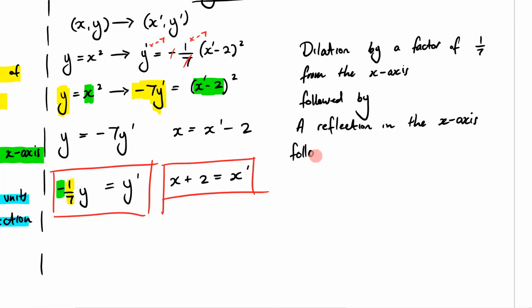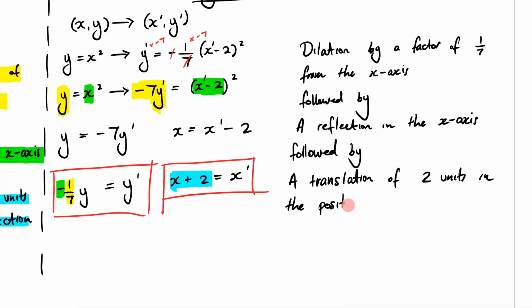Followed by, now we're going to read off our translation. And our translation is x plus 2. This one's the easiest to read. It just means 2 units in the positive x direction. Followed by a translation of 2 units in the positive x direction. Perfect. So that is by the method.